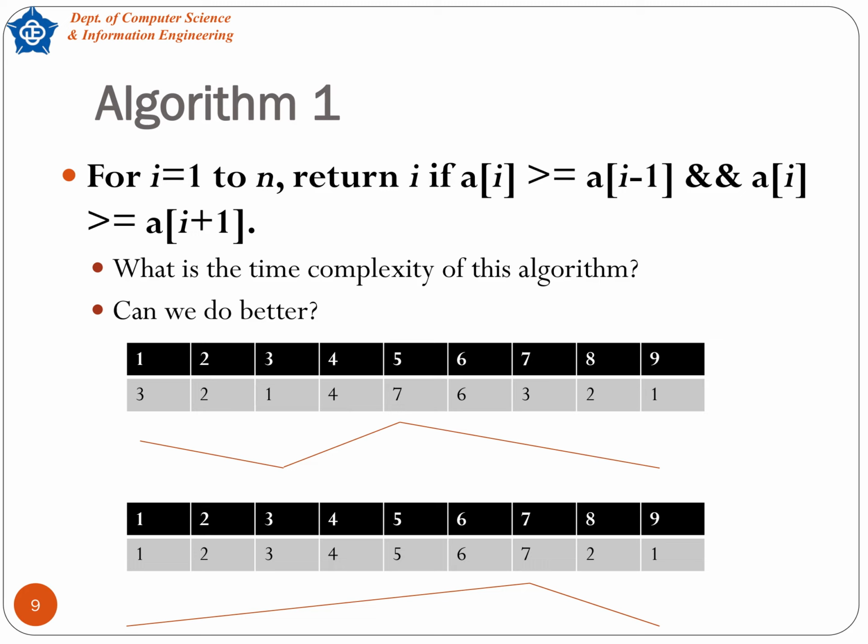Below the code, you'll see 2 example arrays. In the first, the values wiggle: 3, 2, 1, 4, 7, 6, 3, 2, 1. So we hit that peak of 7 right in the middle. In the second, the sequence rises steadily from 1 up to 7, then falls off, making index 7 the obvious peak. That brings us to the key questions. What exactly is the time complexity of this straightforward method? And can we find a peak even faster? Let's explore whether we can beat O(n).